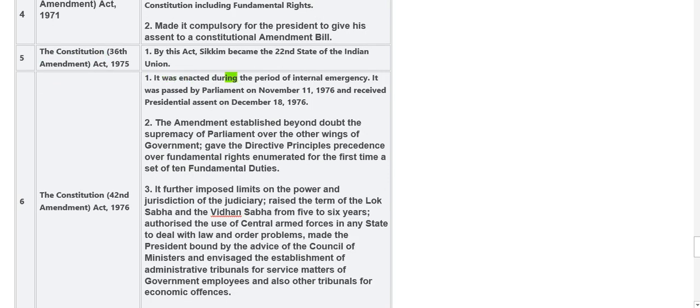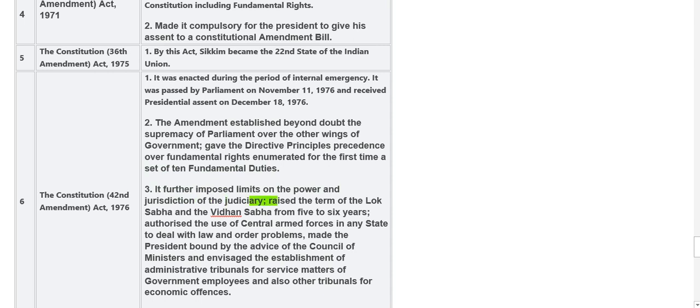6. The Constitution 42nd Amendment Act, 1976. 1. It was enacted during the period of internal emergency. It was passed by Parliament on November 11, 1976 and received presidential assent on December 18, 1976. 2. The amendment established beyond doubt the supremacy of Parliament over the other wings of government, gave the directive principles precedence over fundamental rights, and enumerated for the first time a set of 10 fundamental duties.